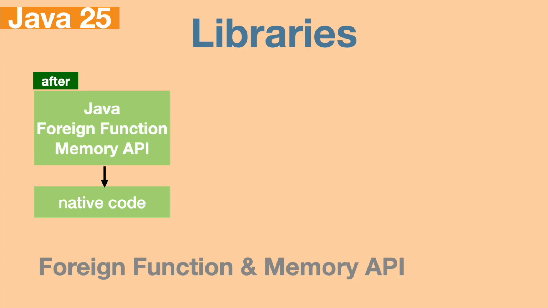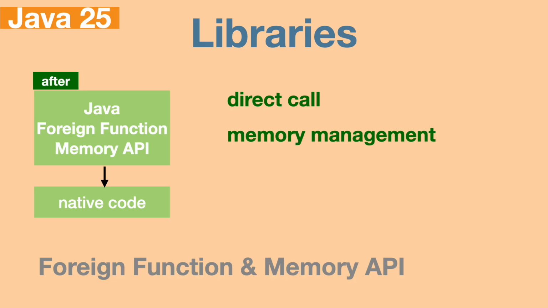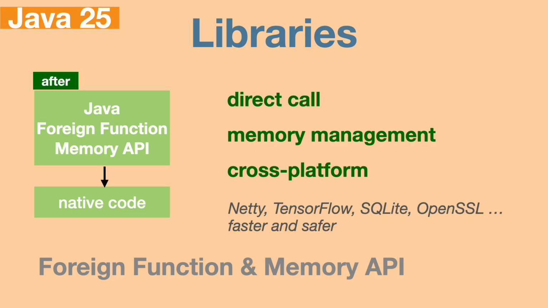The foreign function and memory API introduces a modern, safe, and type-checked way to call native functions directly from Java without JNI or extra C wrappers, manage memory outside the JVM safely and automatically, and do all of it in a cross-platform way. Even if you never touch JNI, libraries that you use like Netty, RocksDB, TensorFlow, SQLite become faster, safer, and more portable. Libraries can call native code efficiently without changing your Java code. So basically, all major Java libraries that currently use JNI could migrate to the new API over time.